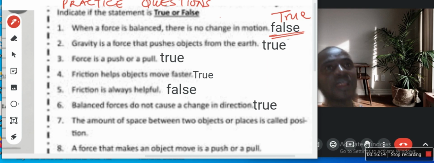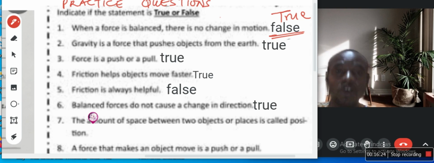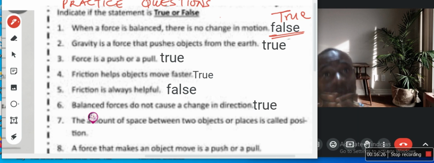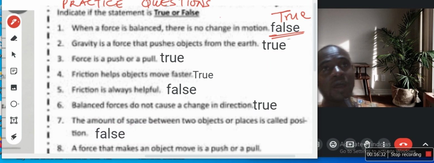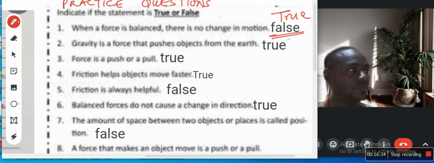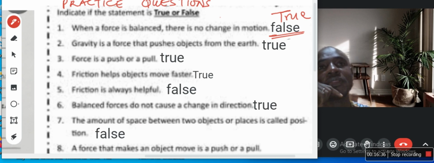Because if it is balanced, there's no change in motion. The object will stay at rest, or if it was already moving, the object will move at a constant speed or steady speed. So no change in motion. Change in motion means it will slow down or speed up. All right, let's go to the next one.